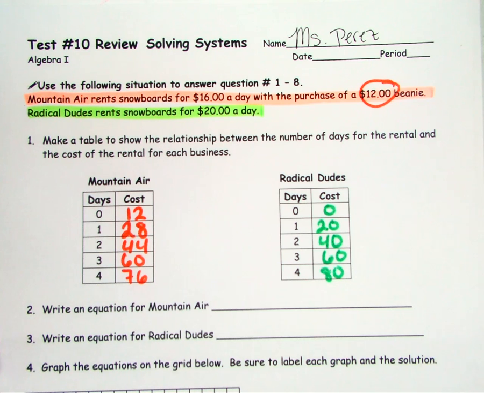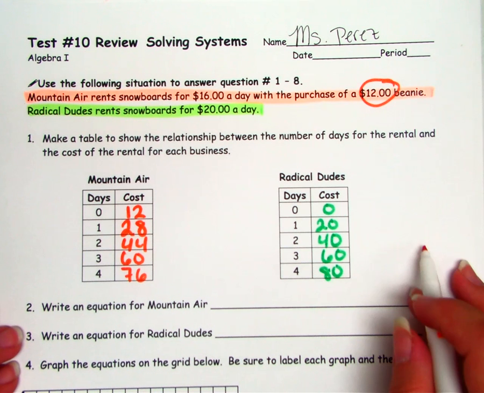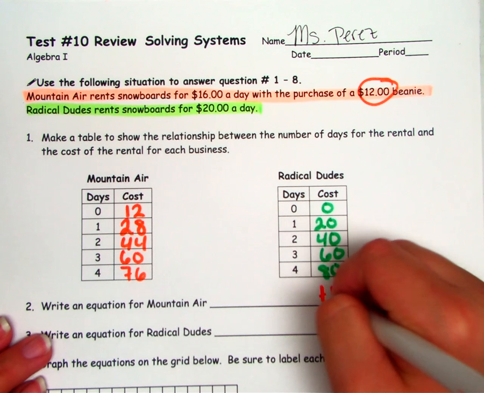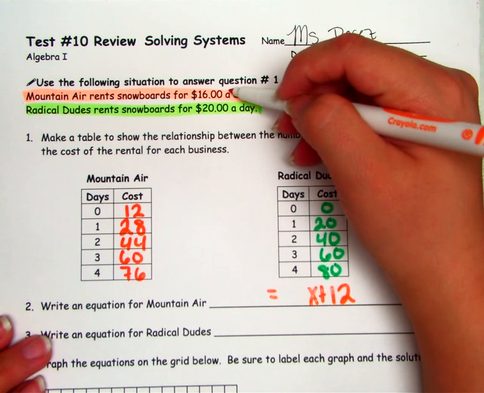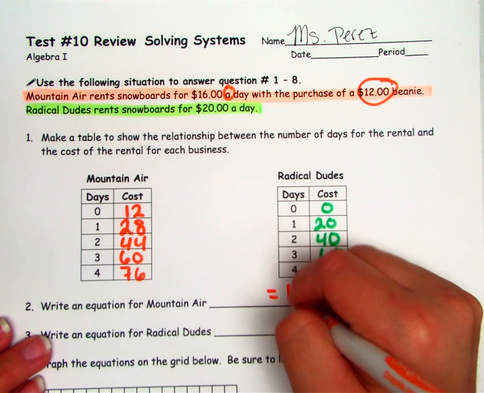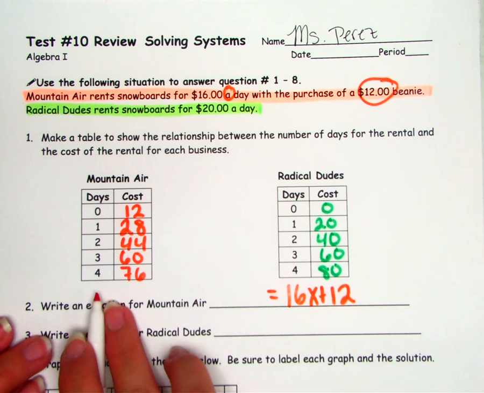So now they want us to write an equation for Mountain Air. Well, remember, I said you have that purchase of $12 as your initial fee. And anytime we talk about initial amount, that's always your y-intercept. So anytime you see a day or per day or each day, that's talking about your slope. So that's 16. And your cost, we'll use y.